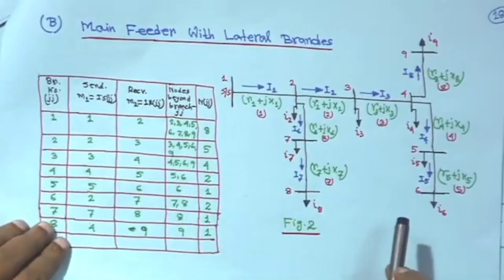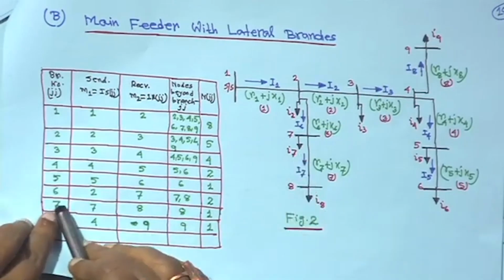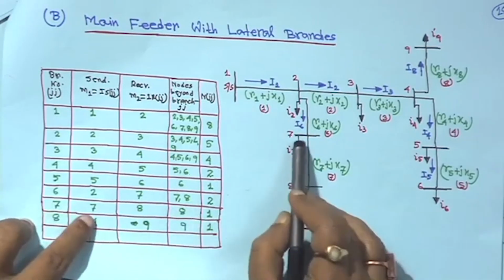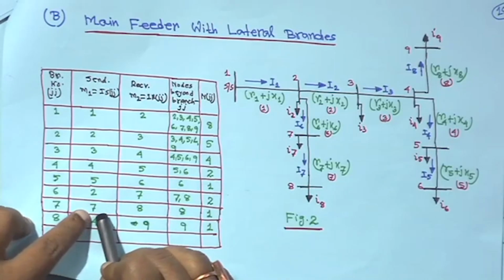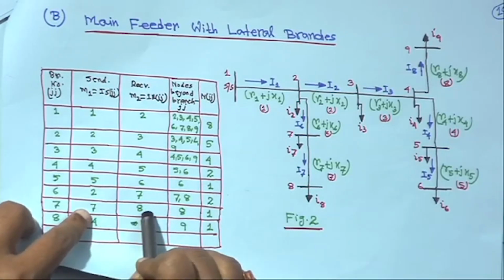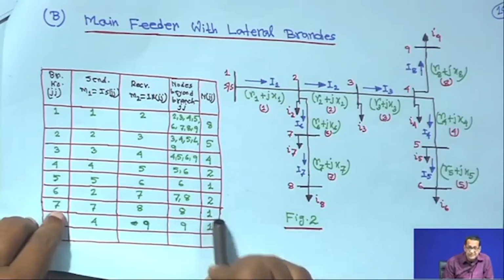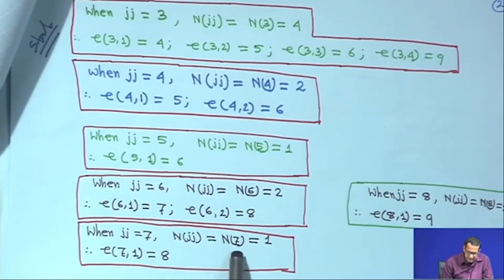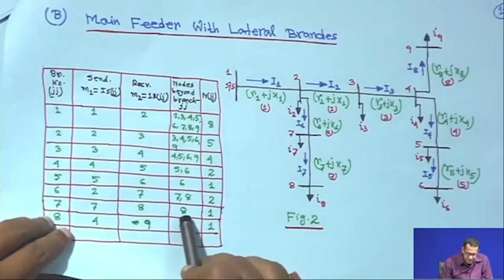Next, you come to branch 7. Look at the table here: beyond this branch only one node is there, but its sending end node is 7 and receiving end node is 8. So M1 is 7; M1 is always the sending end node and M2 we have always taken as the receiving end node, and only one node, 8. So n7 is 1. Therefore, when jj is equal to 7, njj is n7 is equal to 1. Therefore E71, the only element, is 8.